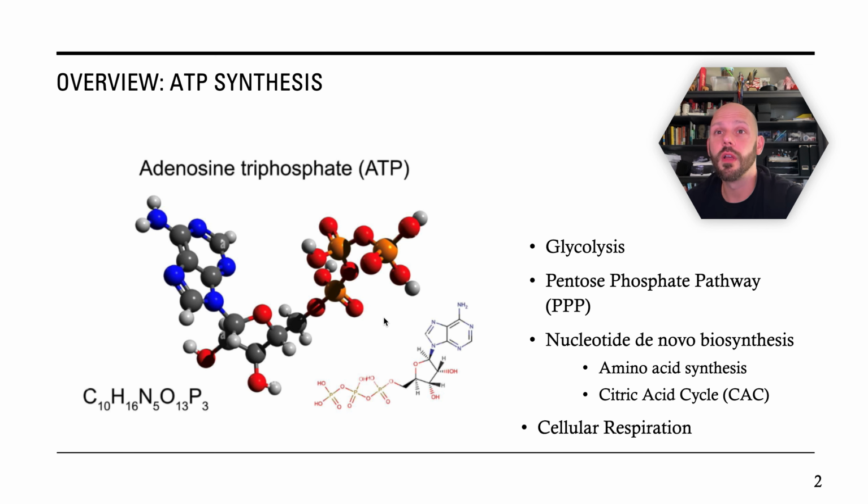We're going to go through the glycolytic and pentose phosphate pathways and ultimately through the de novo nucleotide biosynthesis of AMP, which requires intermediates from the citric acid cycle and amino acid synthesis, and ultimately look at cellular respiration to regenerate the ATP.